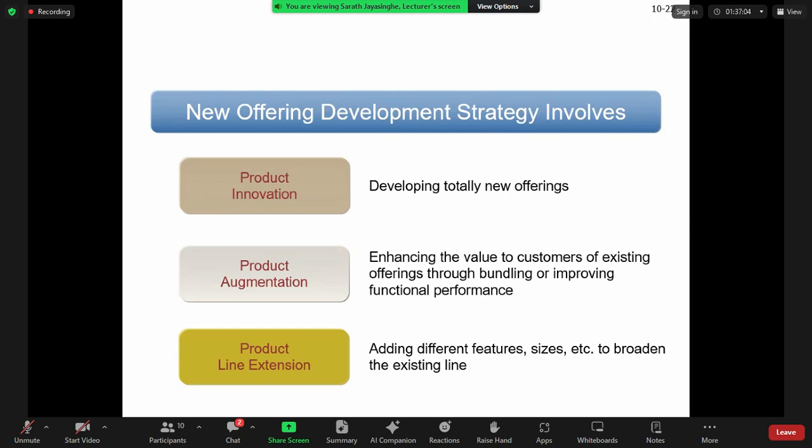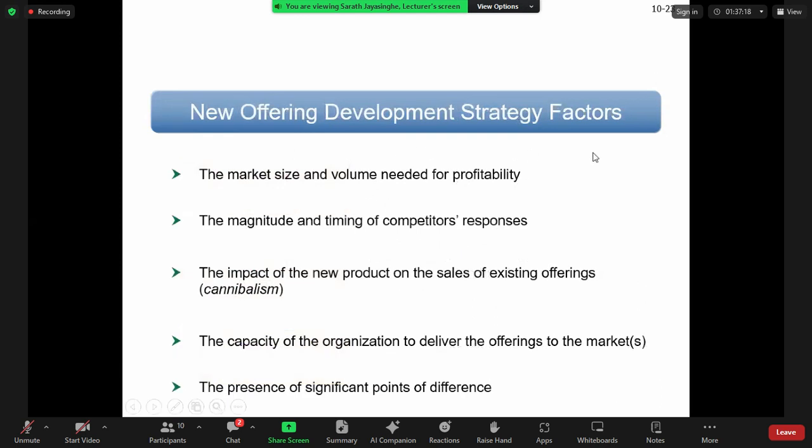You are the marketing manager, and to do that you need to recall everything. Everything is interconnected. That is our model, right? Developing a total new offer. The new offer development strategy focuses on the market size and volume needed for profitability. We have to estimate the market size and volume, the magnitude and timing of competitors' responses, and the impact of the new product on the sales of existing offerings.